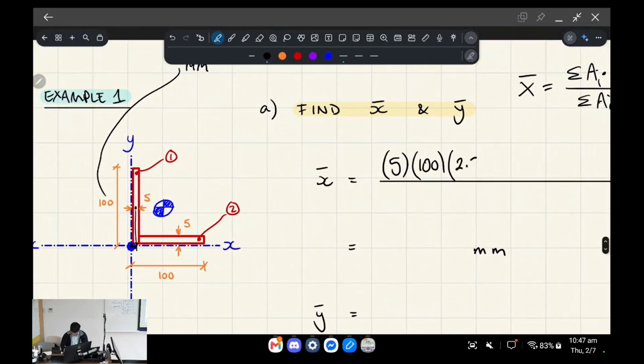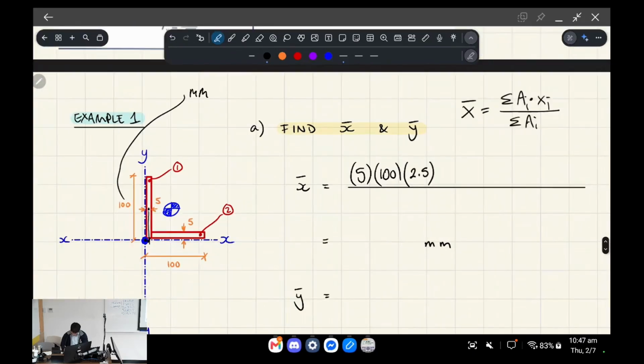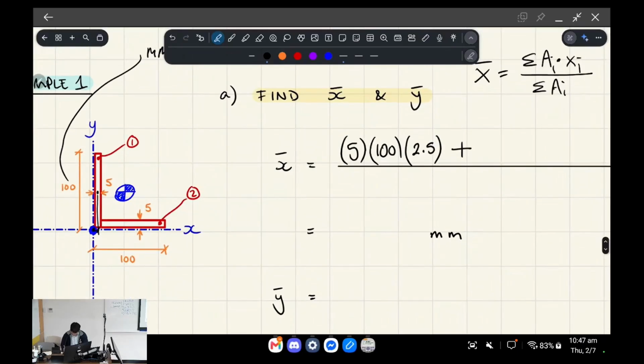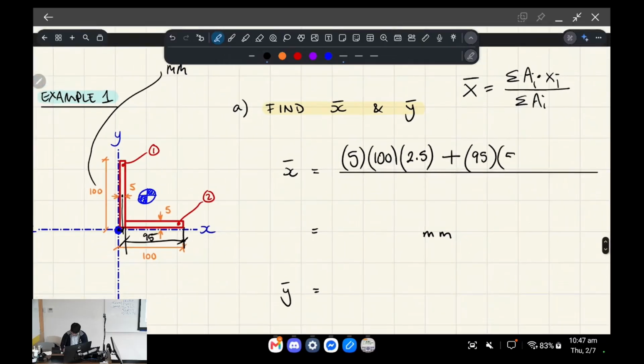And the answer is 2.5 millimeters, okay? And then since we're summing everything, we're going to add the next thing on. And we essentially have to do the same thing. So we have to find the width, and you can see that the width is equal to 100 minus the 5 from the thickness of the first rectangle. So that's going to be 95. Okay, so 95 thick multiplied by a depth of 5 millimeters.